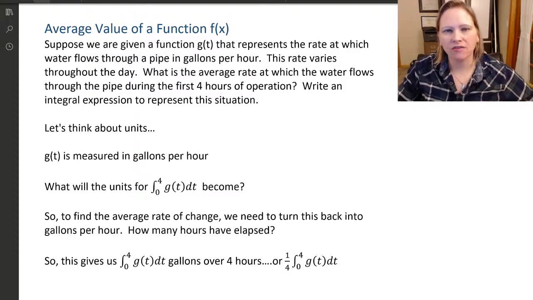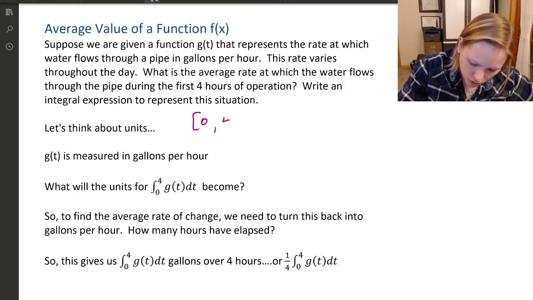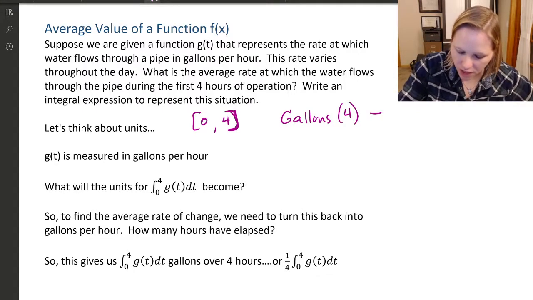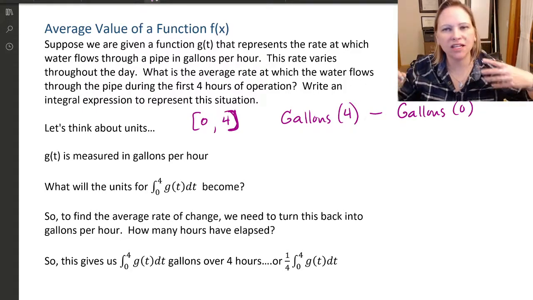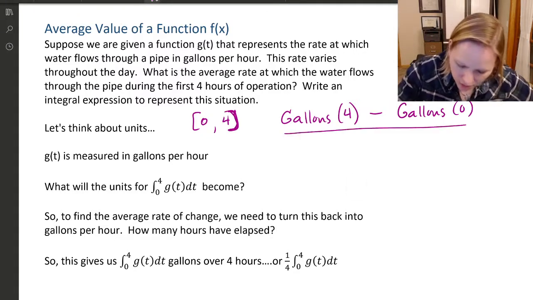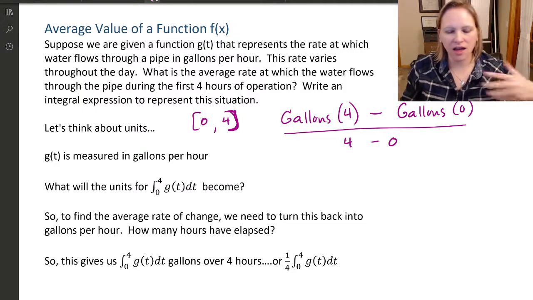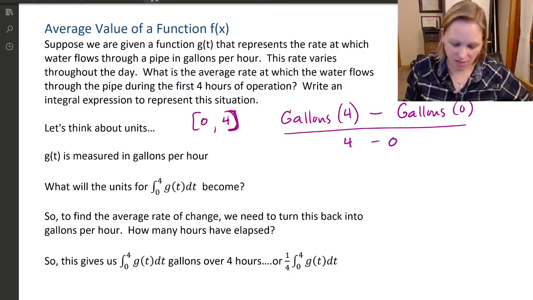So if I want the average rate, what I'm going to do is find the change in the gallons over that period. So from 0 to 4, I'm going to find the gallons at time 4 minus the gallons at time 0. That gives me how many additional gallons have flowed into this tank. And then I'm going to divide it by the amount of time, 4 minus 0. It's slope. That's all it is. It's the average rate of change. It's the average rate of the amount of change of the amount of gallons in this tank.